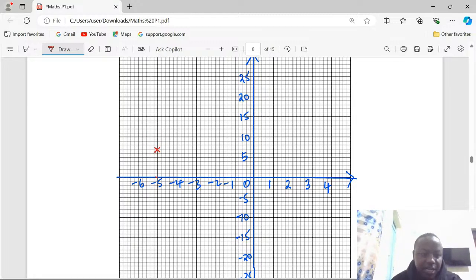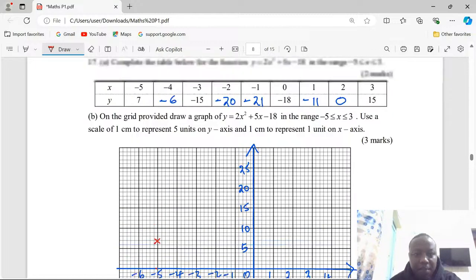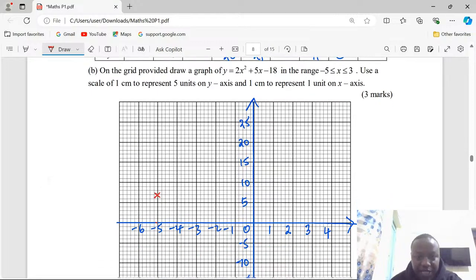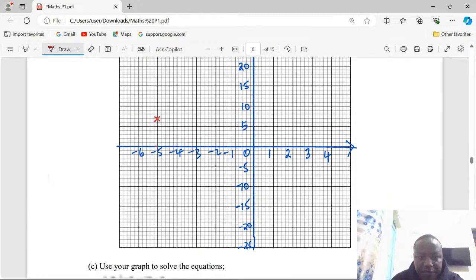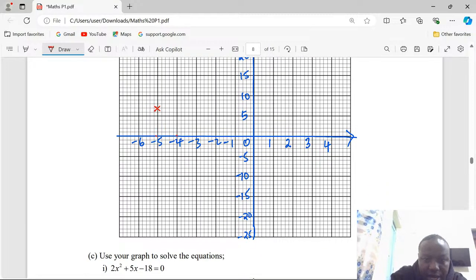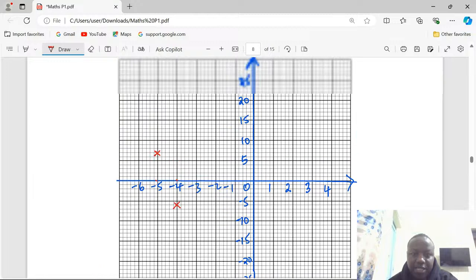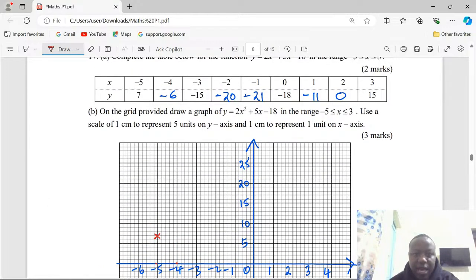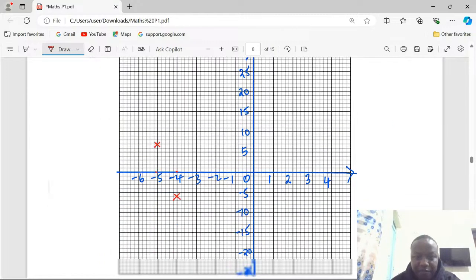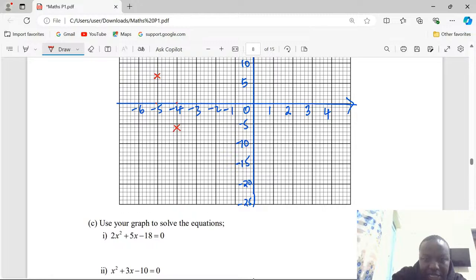-5, 7 is at that point. The other point is -4, -6. -4 is here. -6 on the lower side is going to be at this point. That is the second coordinate. The other one is -3, -15. The coordinate is found here.